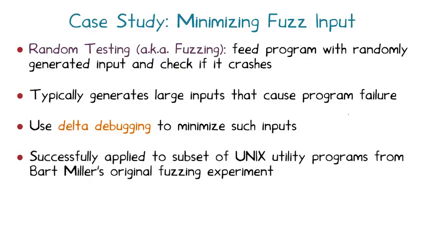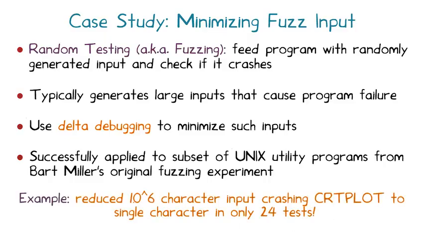Recall from the lesson on random testing that Bart Miller and his team examined the robustness of Unix utilities by feeding them fuzz input, a large number of random characters. The studies showed that 40% of these programs crash when fed with fuzz input. The author of delta debugging successfully applied the technique to minimize the fuzz inputs that crash a subset of the Unix utility programs. For example, the technique only required 24 tests to minimize a fuzz input comprising 1,000,000 characters that crashes CRT plot to a single character that still crashes CRT plot in the same manner.